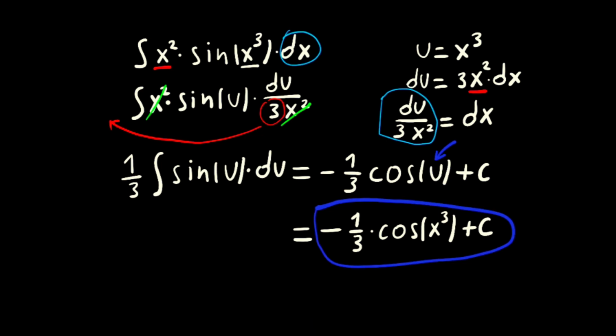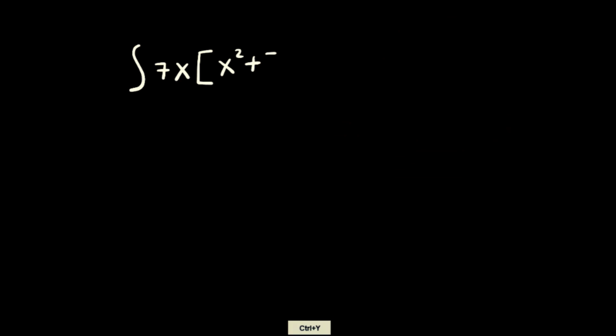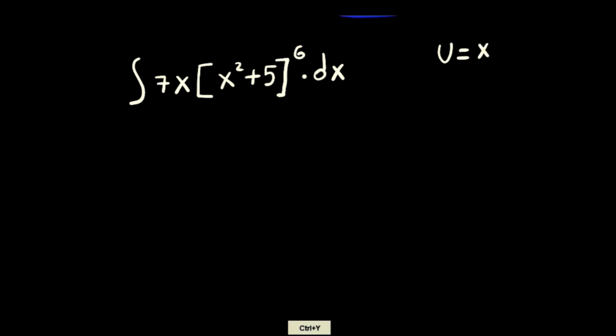Let's try another substitution problem. Try this one. Do you think we should make u equal to x squared plus 5 or 7x? Notice that the derivative of x squared will give you 2x, which can cancel the x in 7x. So you want to make u equal to x squared plus 5. So, du is going to be 2x dx and then solve for dx. dx is du divided by 2x.